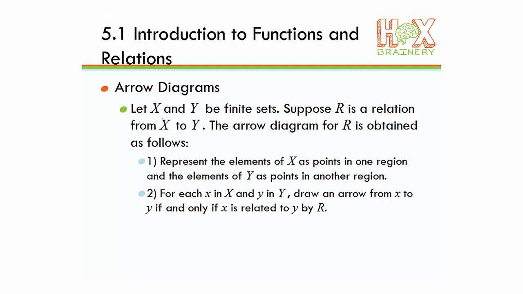Arrow diagrams. So we're going to let X and Y be finite sets. We're going to suppose R is a relation from X to Y, and then the arrow diagram for R is obtained as follows. You're going to represent the elements of X as points in one region and the elements of Y as points in another region. We're going to draw like two separate circles, one for X, one for Y. And then for each element x in set X and element y in set Y, you're going to draw an arrow from x to y if and only if x is related to y by that relation R.